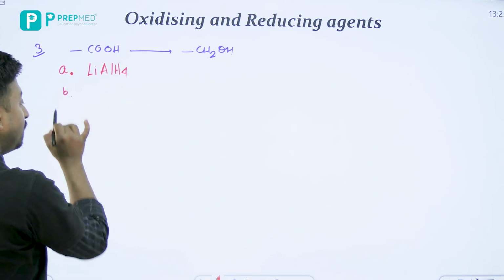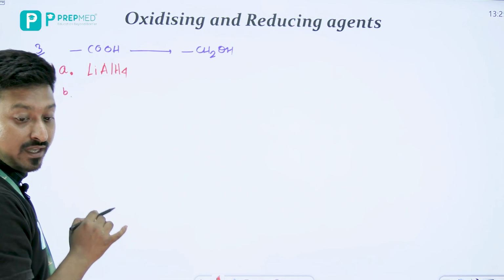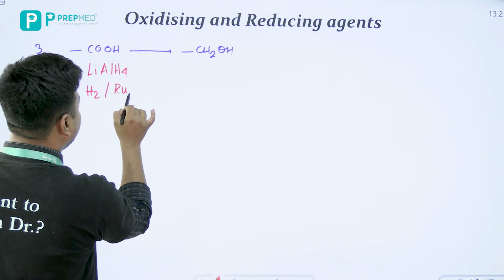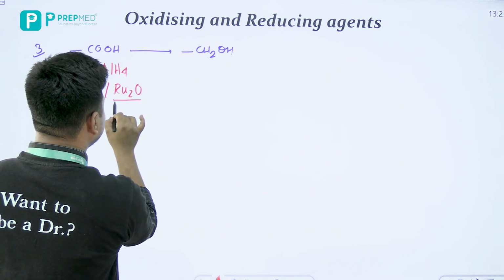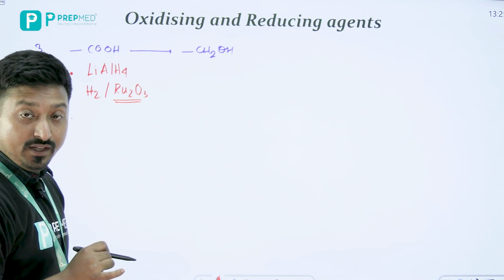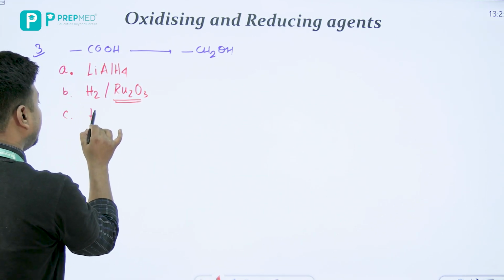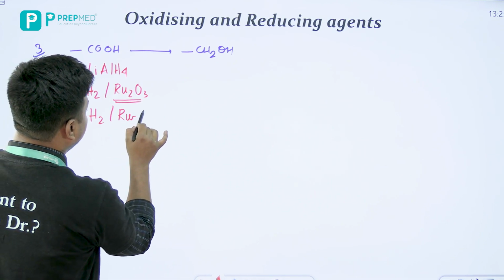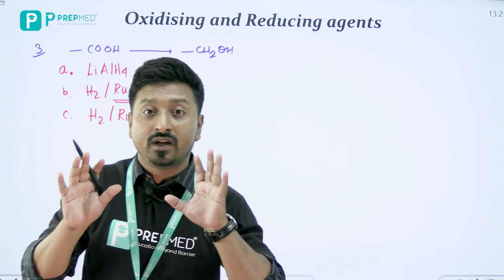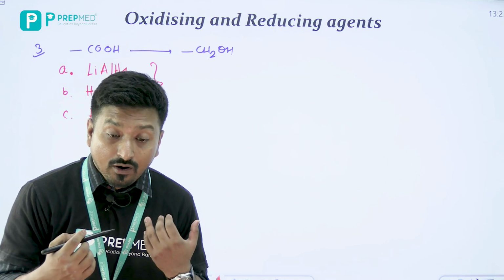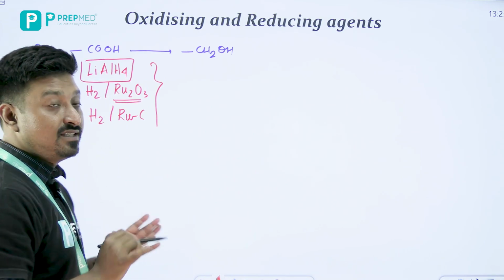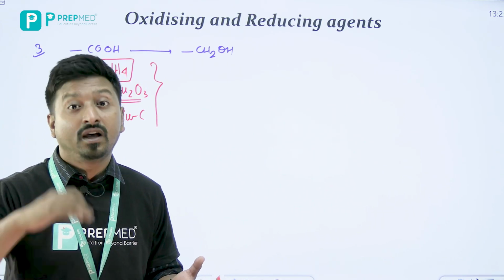Okay, number B, what we will use here other than that, we use H2 in presence of Ru2O, that is ruthenium dioxide, and Ru2O3. And number C, what we can use is hydrogen in ruthenium carbonate. Now remember, in principle, when we do the reaction, when we have to use a convenient or proper reagent, we always use lithium aluminum hydride to convert a carboxylic acid to the alcohol.